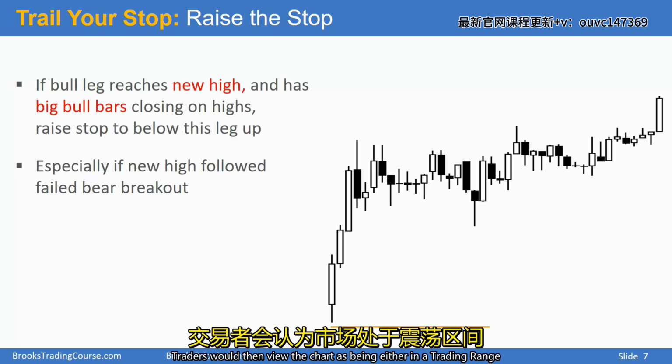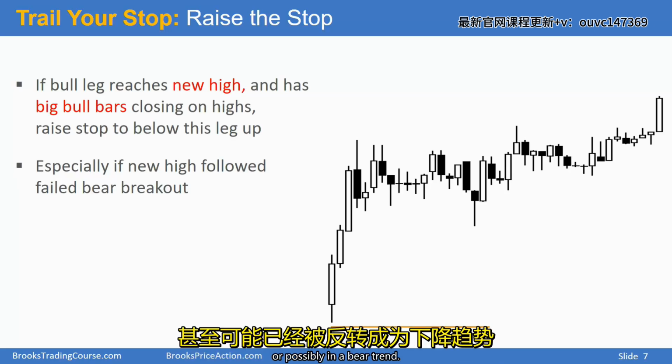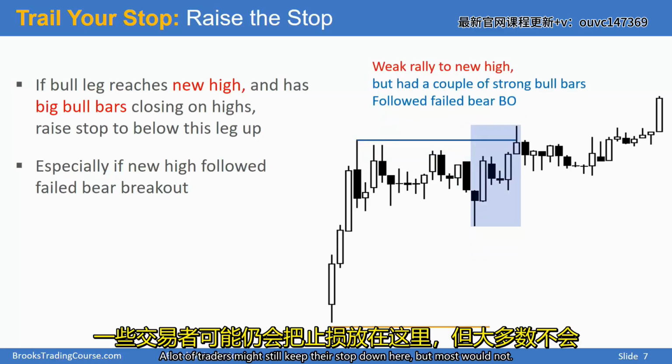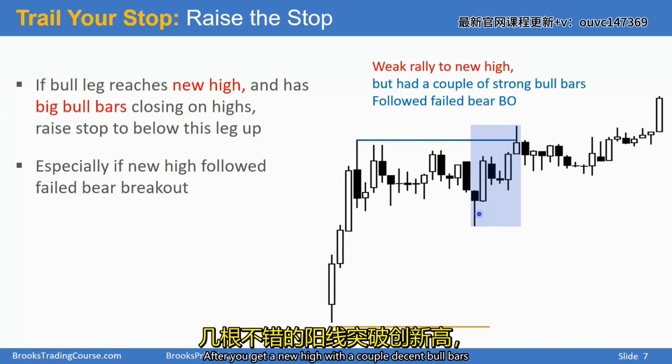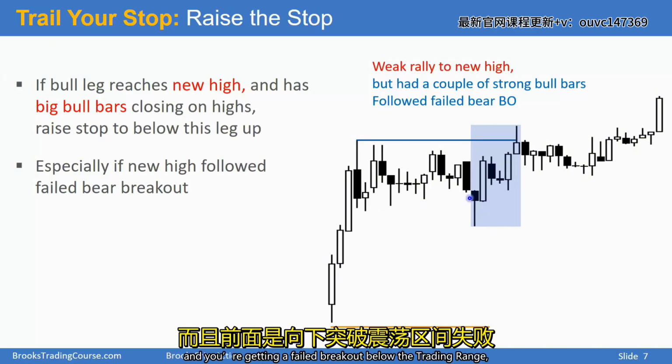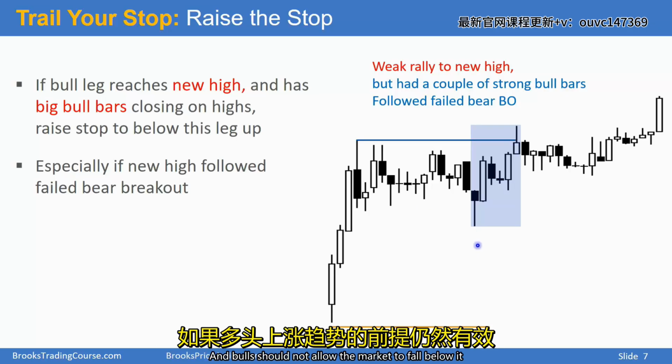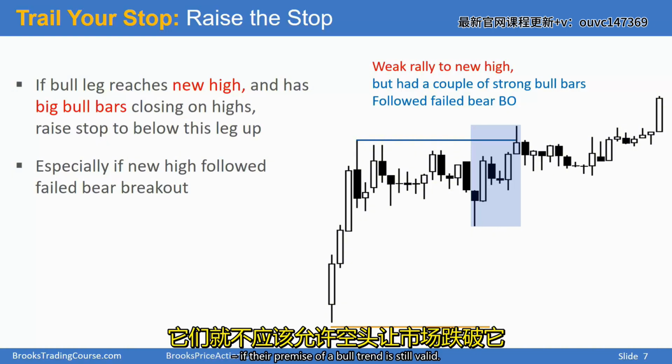Traders would then view the chart as being either in a trading range or possibly in a bear trend. This is a good location for a stop after you have this bull breakout. A lot of traders might still keep their stop down here, but most would not. After you get a new high with a couple decent bull bars and you're getting a failed breakout below the trading range, that combination of factors is enough to make this a major higher low, and the bulls should not allow the market to fall below it if their premise of a bull trend is still valid.